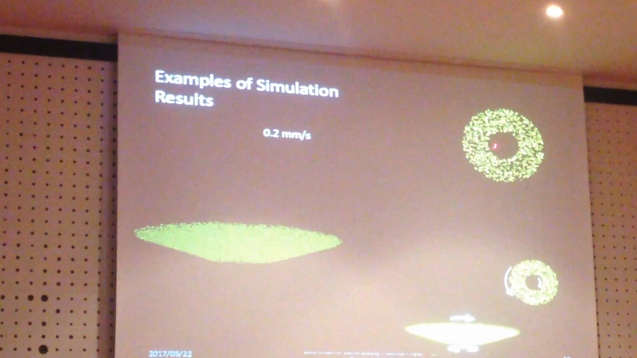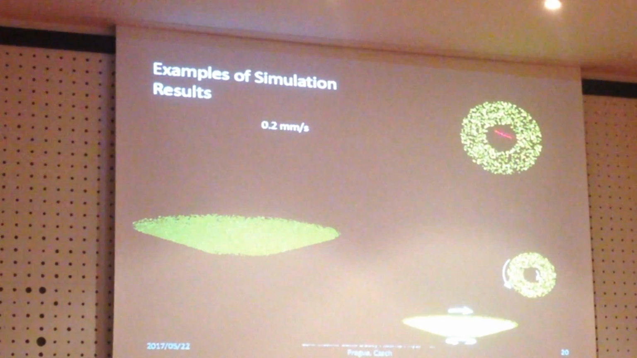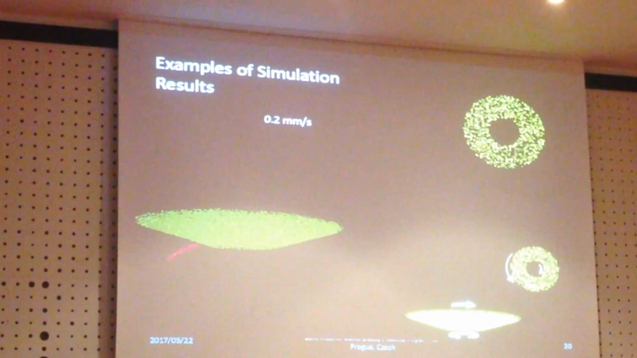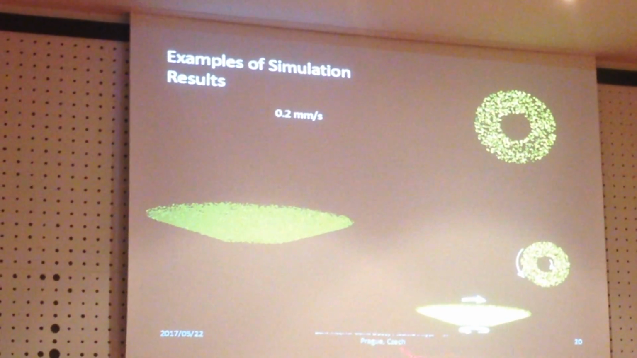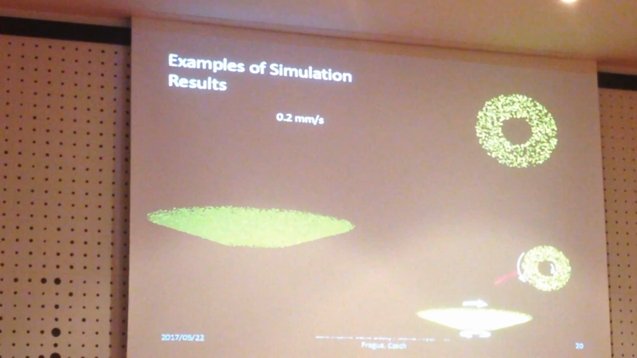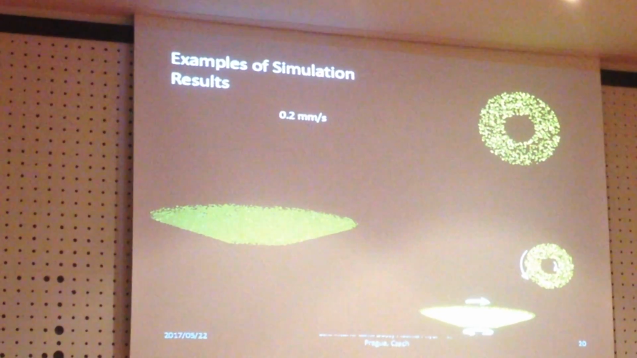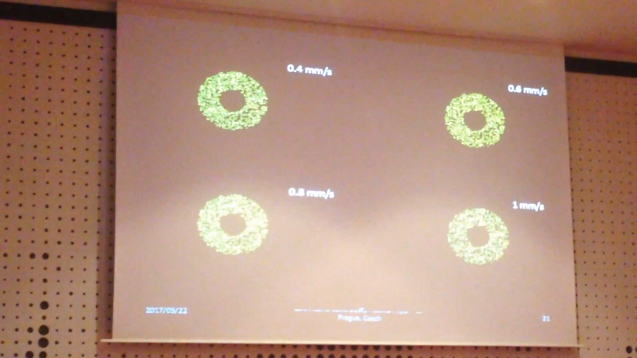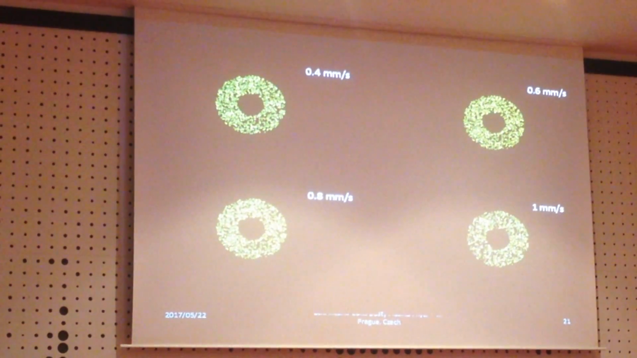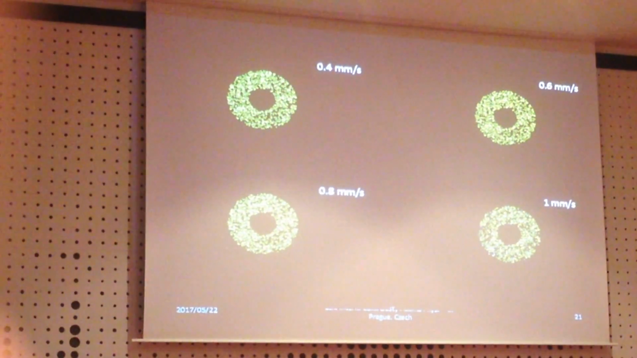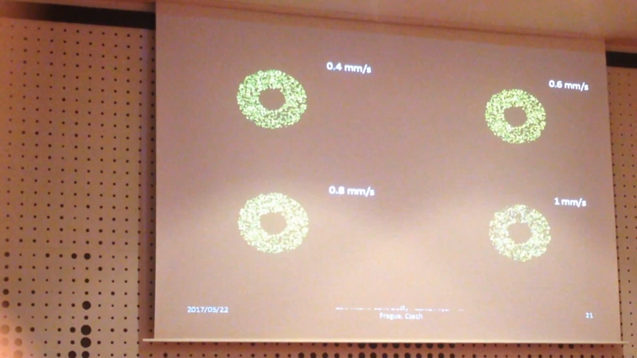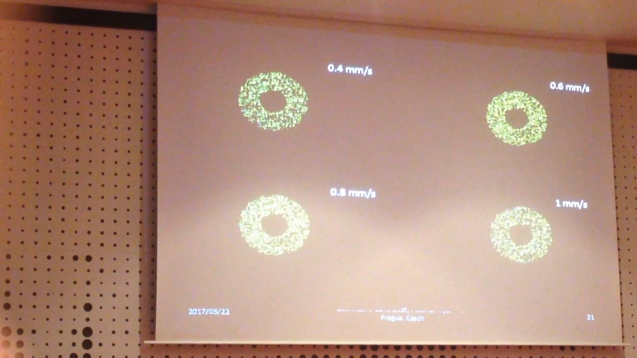This shows the horizontal motion of the particles, and this is the three-dimensional image. The rotation direction is shown here. And this also corresponds to the experimental results. And by changing the rotation velocity of the wall from 0.4 to 1 millimeter per second, these values also correspond to the experimental results.